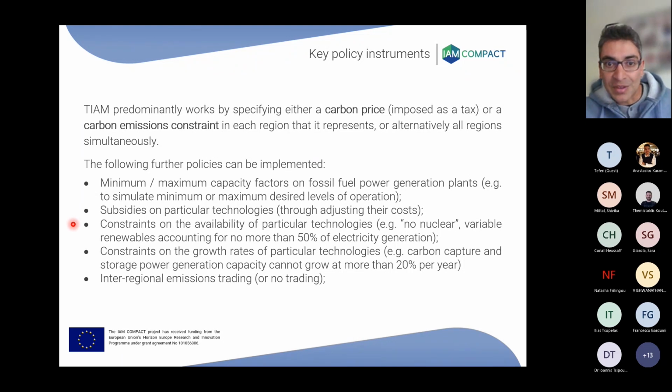We've put constraints on the availability of particular technologies. You will all have seen those charts in AR5 about no nuclear or no CCS scenarios, and we've done a lot of stuff like that as well. We can also put constraints on the share of renewables. We frequently put constraints on the growth rates of particular technologies, and that allows us to look at what-if scenarios, what if technologies don't scale to the rate that we hoped they would. And then we can also do things like interregional emissions trading, so we can look at the costs of mitigation with and without carbon trading, for example.